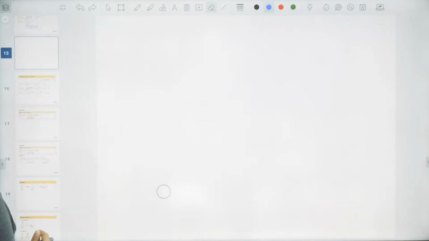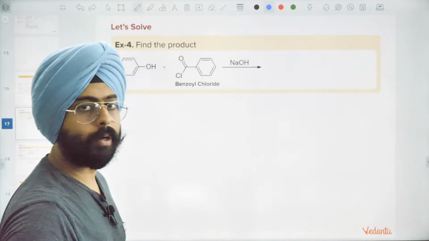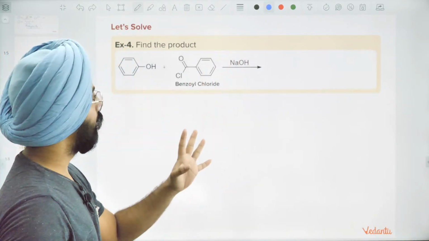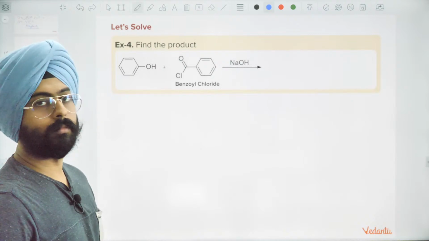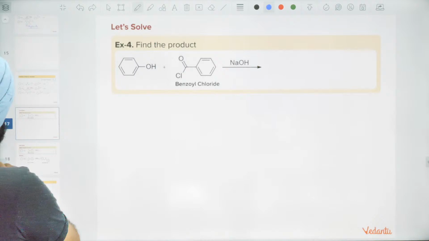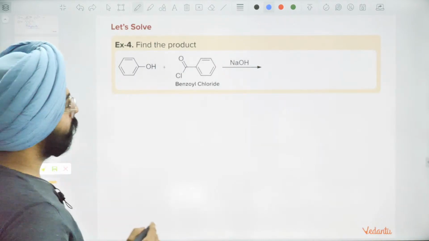So now let's just quickly do a simple question. बड़ा ही सिंपल सा क्वेश्चन है. You have phenol with benzoyl chloride and you have NaOH. What will happen in this particular case? क्या होगा इस केस में?